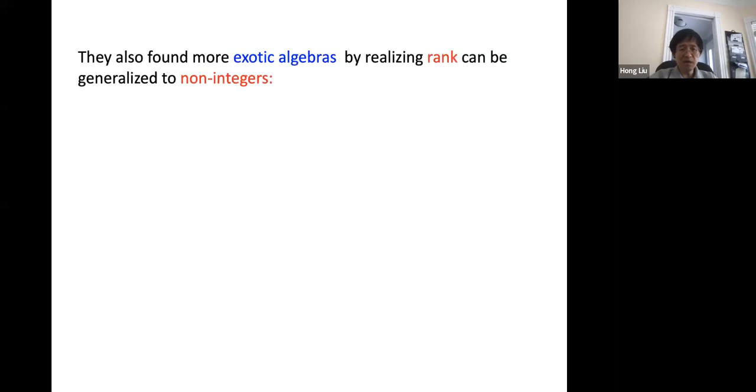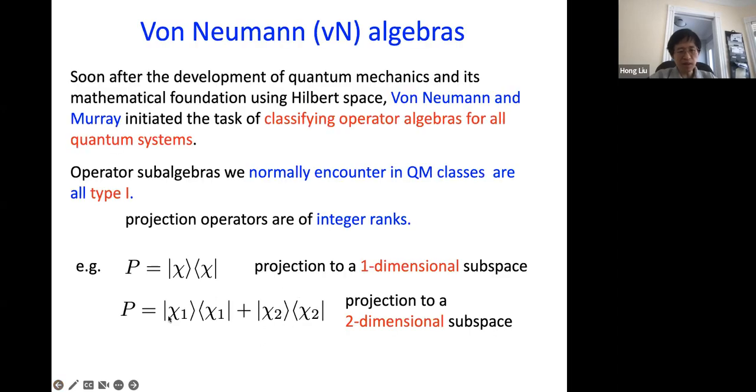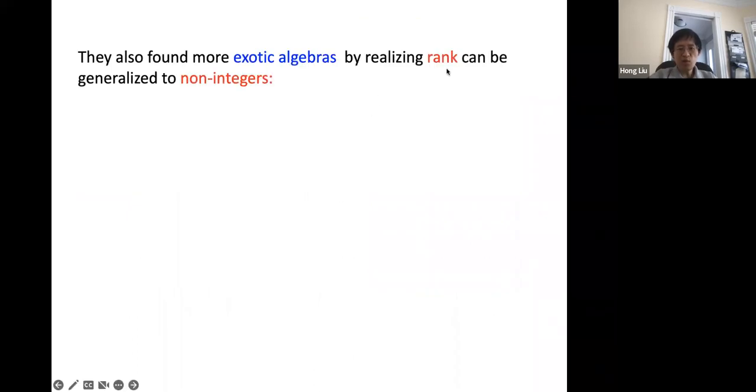It turns out Murray and von Neumann realized you can generalize the rank of a projection operator to non-integers. Essentially it's to do some kind of normalization when you define the trace. The rank of a projector can be defined by taking the trace of this projector. This has a trace equal to one, this has trace equal to two, etc. And they find that even for projectors of infinite rank, they can find some way to redefine that rank to get a finite number. They can generalize it to non-integers.